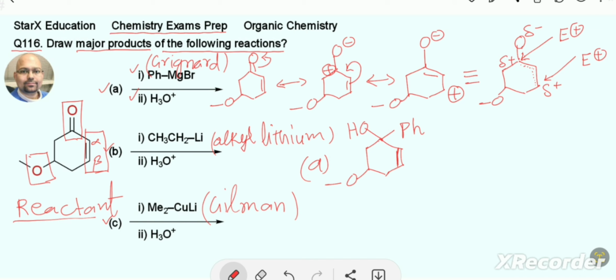Now this has two steps. The first step is the nucleophilic addition of the Grignard reagent to the carbonyl electrophile. The second step is the acidic workup.